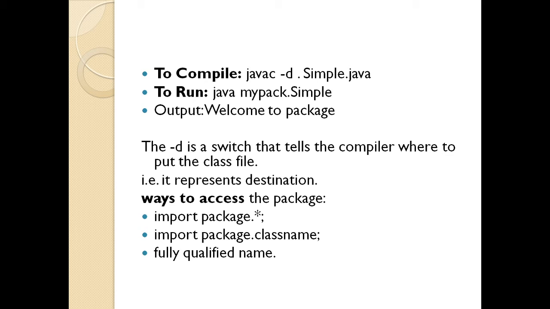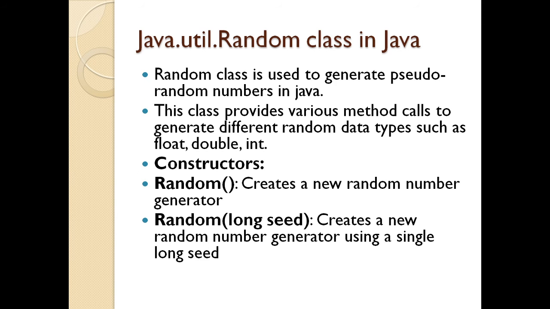Now the -d is a switch that tells the compiler where to put the class file, that is, it represents the destination. Now how do you access the package? There are various ways. You can say import package.*, or you can say import package.classname, or you write a fully qualified name. Now let's see some built-in packages, that is the java.util.Random class in Java.